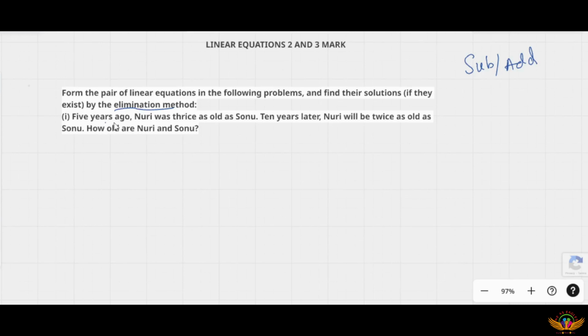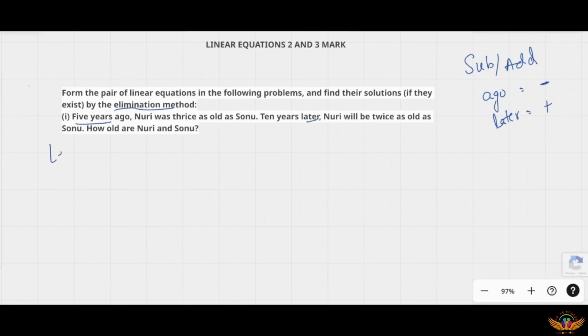They are saying 5 years ago. Always remember, ago means do subtraction, it's minus, and later, when they say years later, it's all about addition. So 5 years ago, Noori, we don't know Noori's age. So it's all about the age problem. So Noori was thrice as old as Sonu.